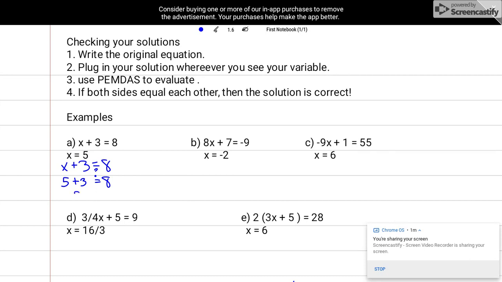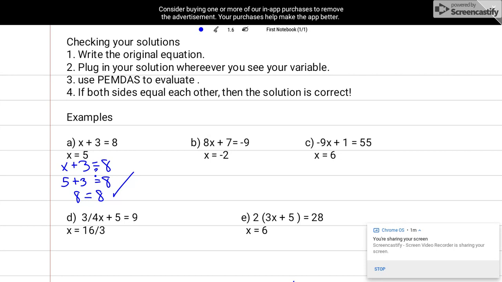5 plus 3 is going to give you an 8. 8 equals 8, which is a true statement. So the solution we have is correct, and we are done. You do not need to restate your solution here. This is a check that most teachers would like to see, and it's good for you to see as well. It is a way for you to check your work and a way for the teacher to know that you understand what you are doing.